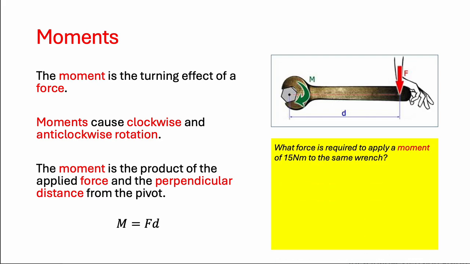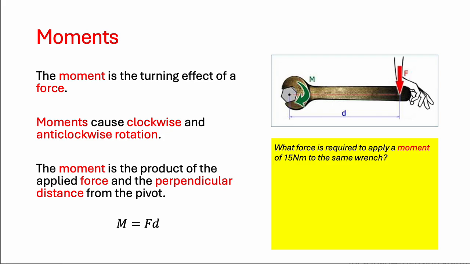What if we said we've got the same wrench, but this time we're going to apply a moment of 15 newton meters. So we're really going to say here, what is the force we are required in order to apply that moment? And we'll remember here, our length is 0.15 meters. Feel free to pause and then have a go at the question, and then press play to see the answer.